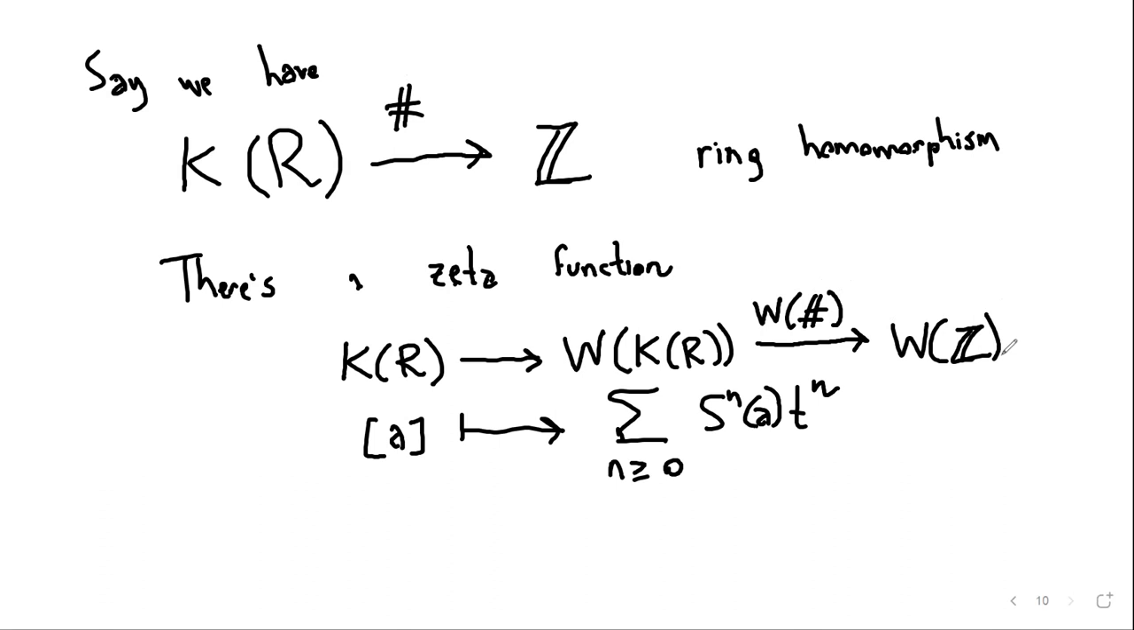So the big Witt ring of Z is just a special case of this thing, where our coefficients are. So what it does is it says, so what it says is just count the points in this nth symmetric power of A and stick a T to the N after it formally.